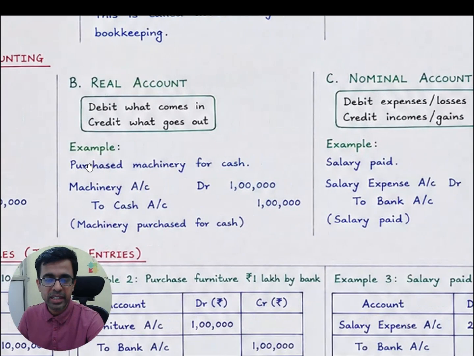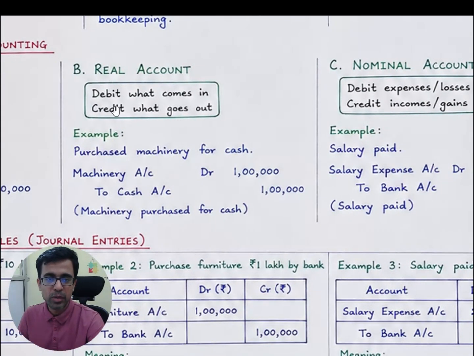Now we will understand real account. Under real account, debit is what comes in and credit is what goes out. Purchase machinery for cash. Under this, what comes in? Machinery comes in, and what goes out? Cash goes out. So what does the real account say? Debit what comes in. Machinery comes in, so machinery is debited, and what goes out? Cash goes out, so cash is credited.